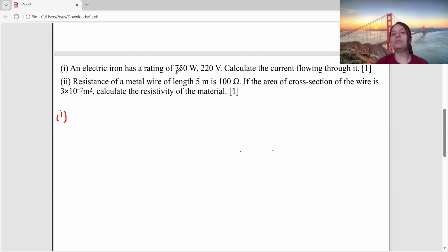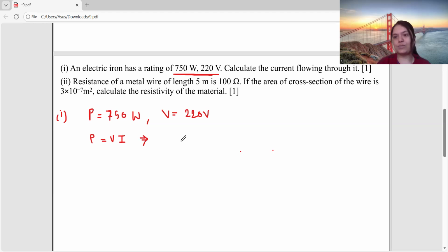The formula for the power, because it is given the rated electric iron rating, means it is the power and potential, PV rating. So given is power, that is 750 watt, and your potential is 220 volt. So we know P is equal to VI, very important formula. You will get a lot of questions based on this formula, and you have to solve also a lot of questions based on this formula.